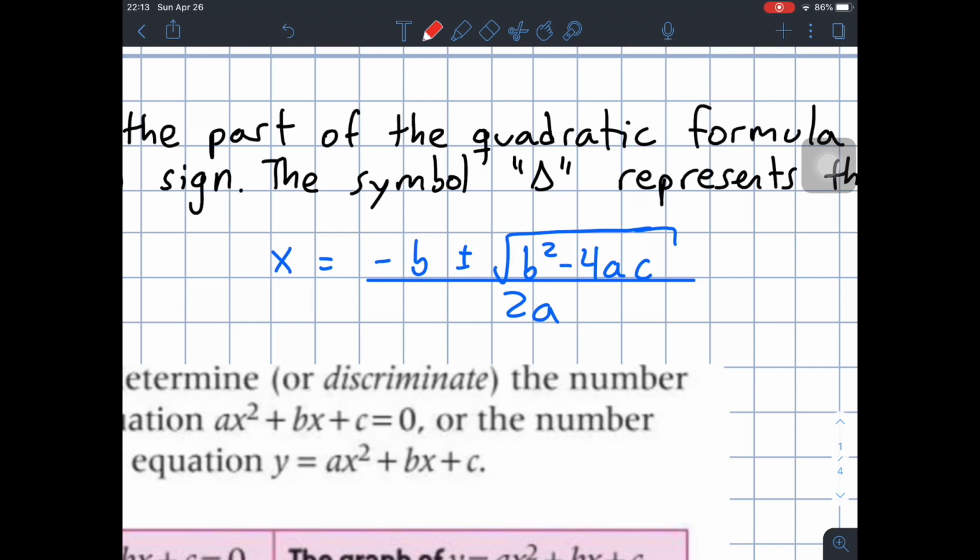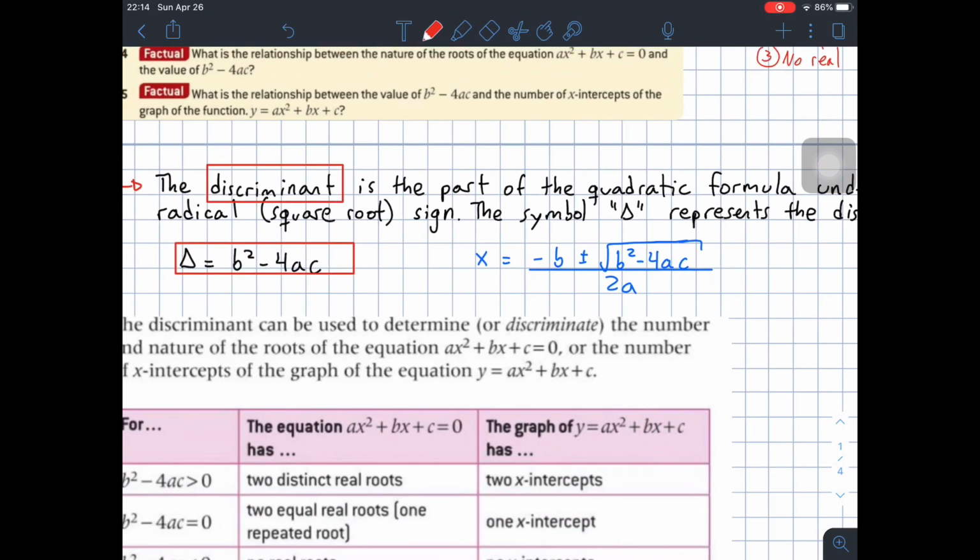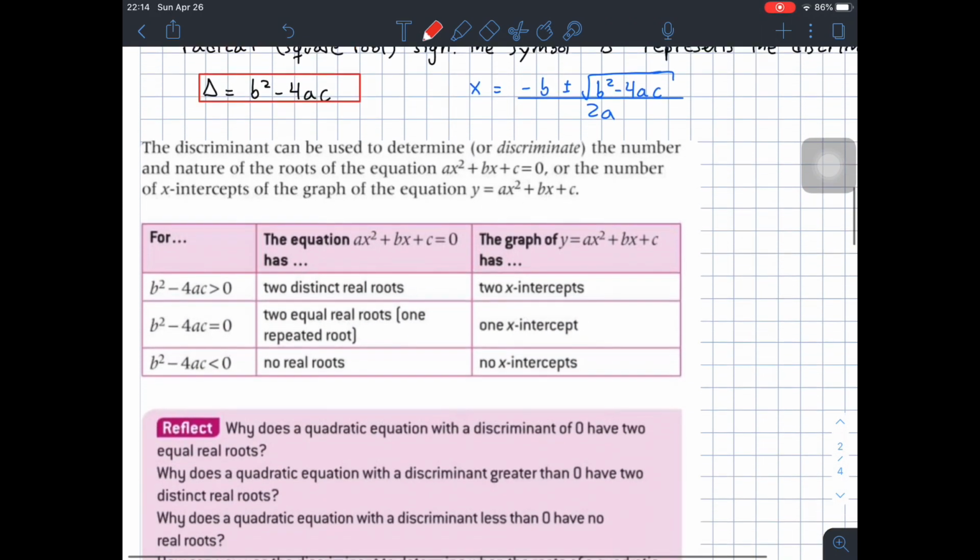And finally, if this is 0, the square root of 0 is still 0. So if we do something plus 0, we would get the same thing we already had. And if we do something minus 0, we would still have the same thing we already had. That's why when this value over here is 0, the result is only 1. There's one real root or two equal real roots.